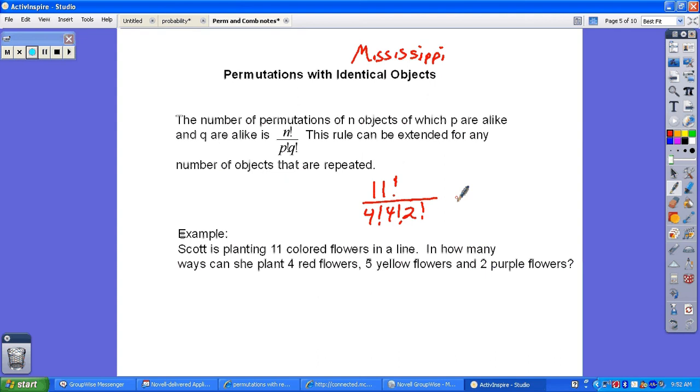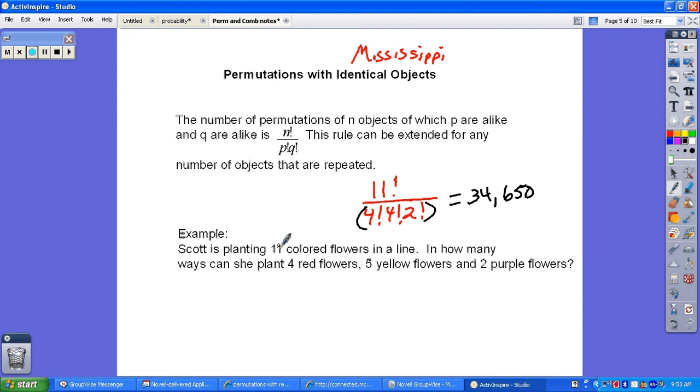Now if you're plugging this in on the calculator, one of the things I do recommend is, when you do this, put the bottom in parentheses. And so when you do that, you have 11 and then factorial. And then I'm actually going to use my fraction key. If you have a Casio, I can show you how to do this. And so I'm going to put this in real quick. And then when I do that for Mississippi, I get 34,650 possible combinations because you're accounting for the identical objects.